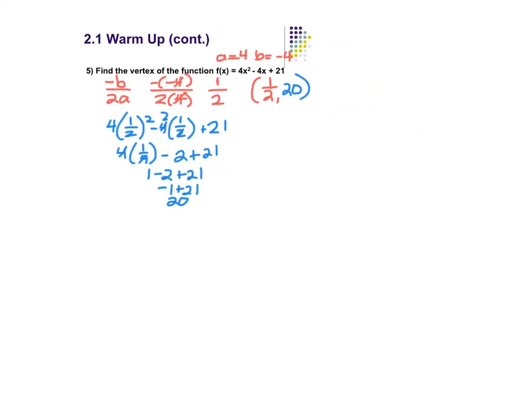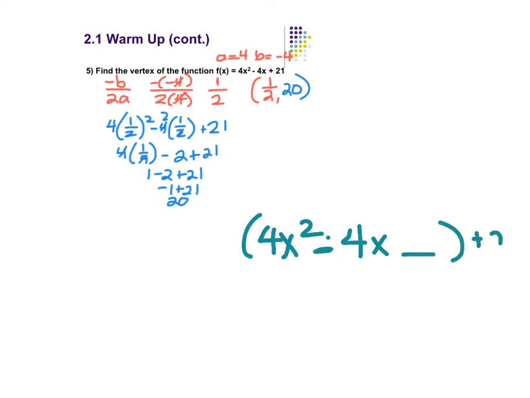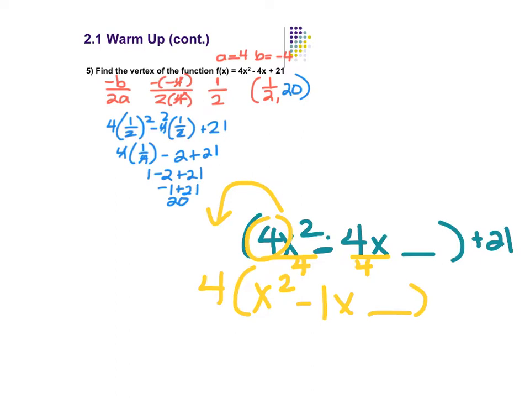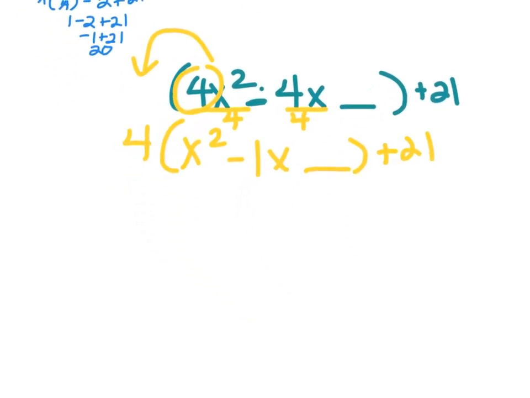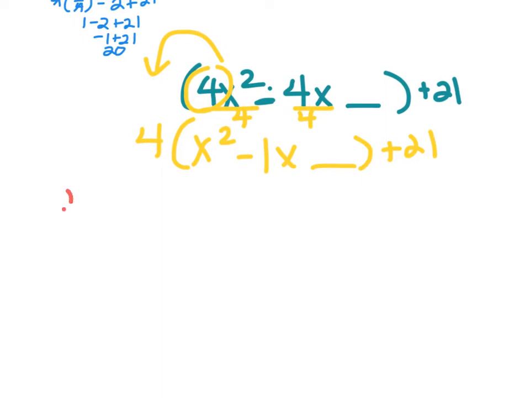So the first thing you have to do is group together your 4x squared and your 4x. So 4x squared minus 4x, leave the space, bump the 21 to the outside. Now, if there's something in front of the x squared, it's got to come out. When I take out that 4, not only does it come off the a term, but it also comes off the b term, which means this becomes negative 1x. So then I would take that middle term, which is 1, I would divide it by 2, and I would square it, and I get 1/4.